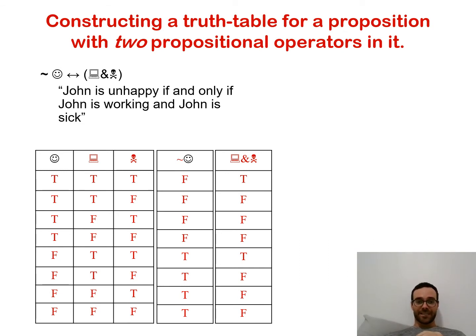So here we can see that in row 1 and row 5, we have truths, and all the other rows are Fs.